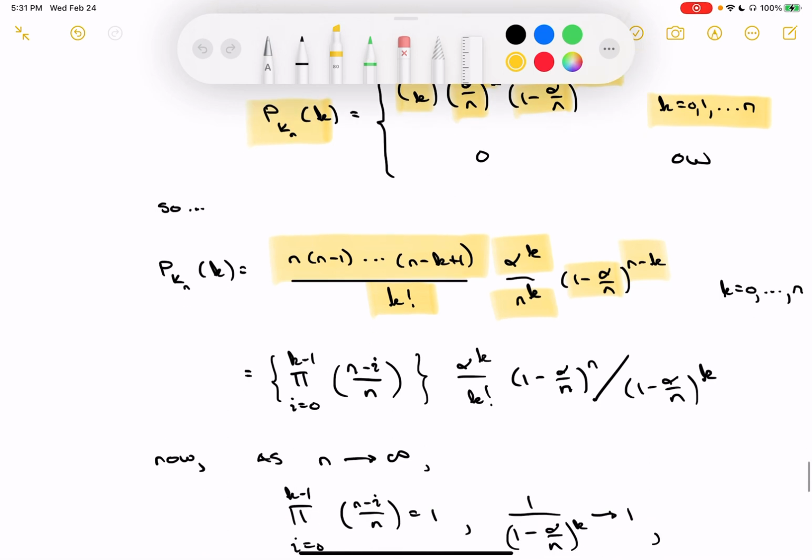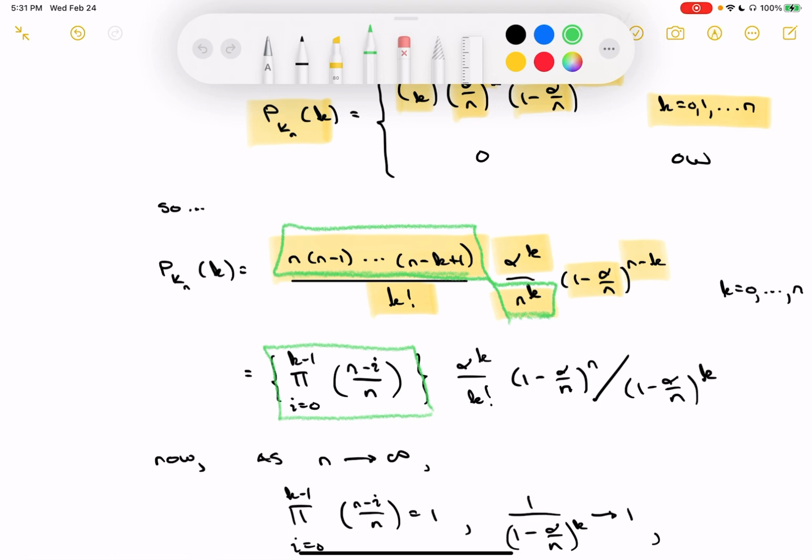This first part that I look at, I might notice the following. I have k terms here, and I've got k terms here. So all of those guys multiplied together could be gotten in this way. I could take a product going from 0 to k minus 1 of n minus i over n, where i is the product's index. That accounts for the same thing that I have here highlighted in green.